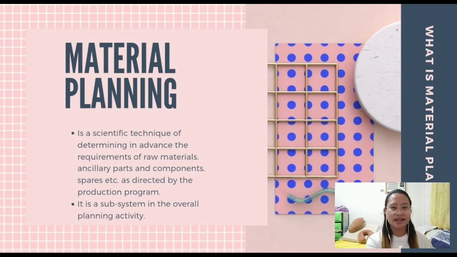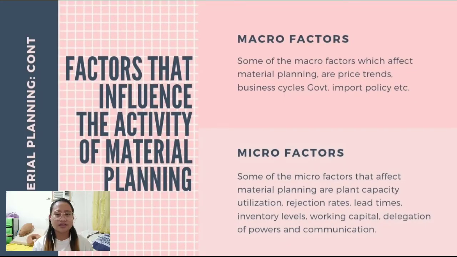So, in material planning, there are some benefits like avoiding the practice of crisis management. It helps to perform effectively and efficiently due to proper forecasts, it helps in materials budgeting, and it really helps in purchase planning. There are two factors that influence the activity of material planning, the macro factor and the micro factor. The macro factor includes price trends, business cycles, and government import policy, while the micro factor involves plant capacity, utilization, rejection rates, lead times, inventory levels, working capital, delegation of powers, and communication.